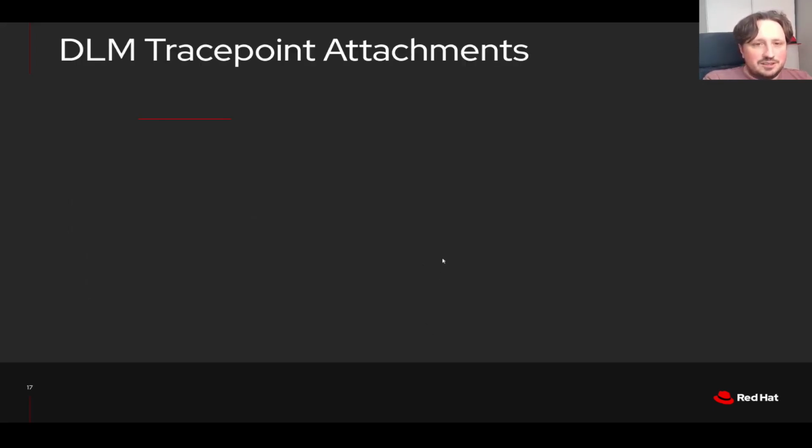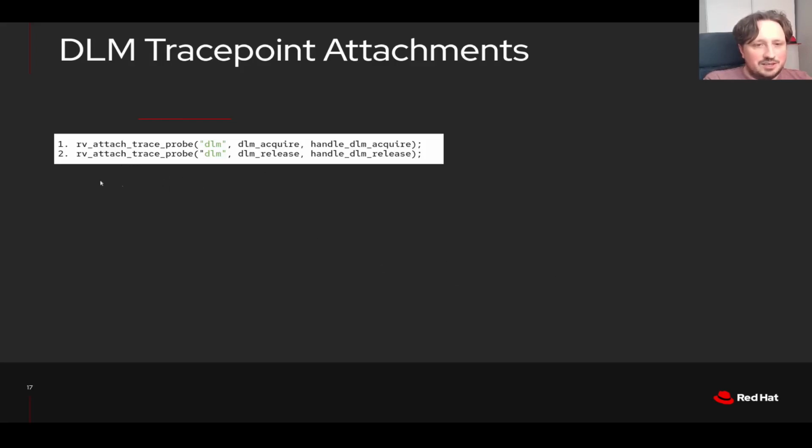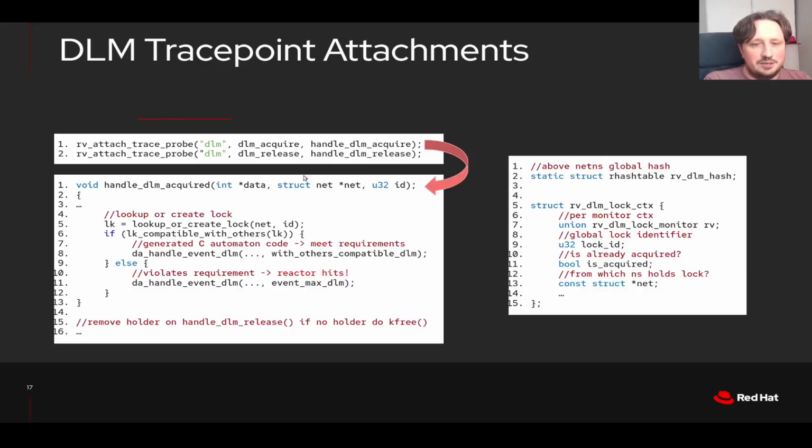So how does it look in an implementation view? As I said, you can attach and detach to trace points, like this function here, handle DLM acquire. Then in our DLM acquire, we're doing a lookup or create. That's in my case only a hash table, where we provide the net pointer of our net namespace in use to know which node is holding the lock, and the ID, that's a unique identifier like lock A on the whole cluster for this lock. And then we check if it's compatible with others. In this case, when it's only an exclusive lock, I need only to check if it's already acquired.